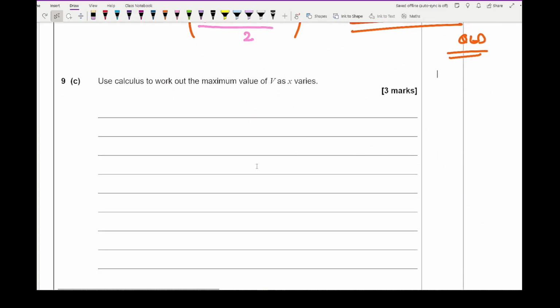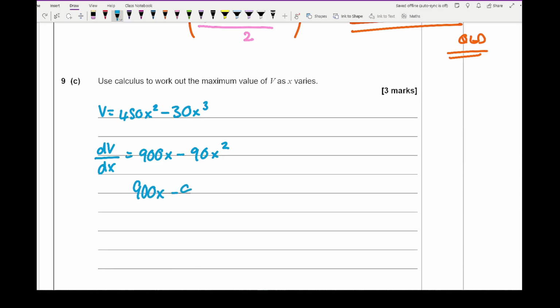Moving on to question 9c, it says use calculus to work out the maximum value of v as x varies. So for this, we first need to find dv over dx. We know that v equals 450x squared minus 30x cubed. If I work out dv over dx, that's going to be 900x minus 90x squared. I want to find the maximum value, so I need to make that equal to 0. So 900x minus 90x squared is equal to 0.